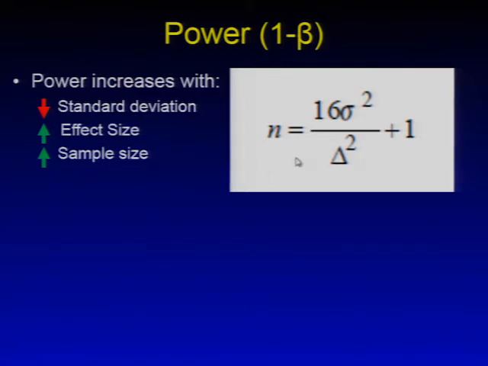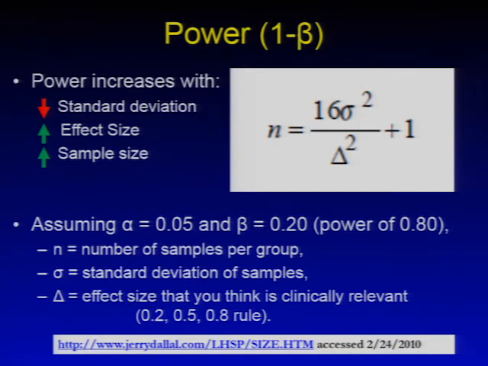And this equation just tries to show that in a simple way. This is one equation for calculating power based on a lot of different assumptions, so it's not something that you can use for all of them, but you can see as we change our deviation or as we change our effect size, we can end up changing the number of samples that we would need to get a powerful study.